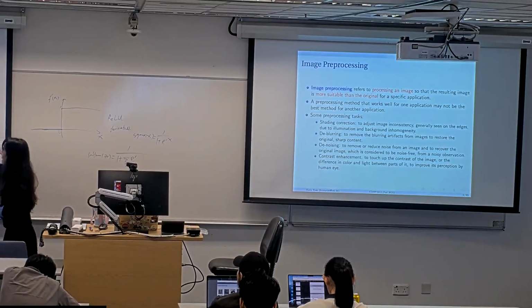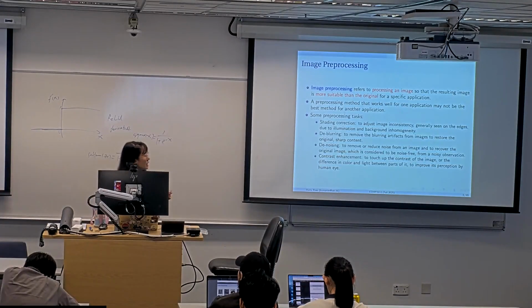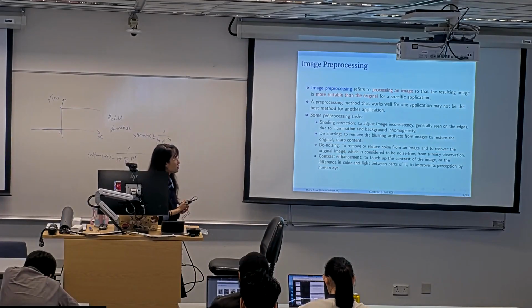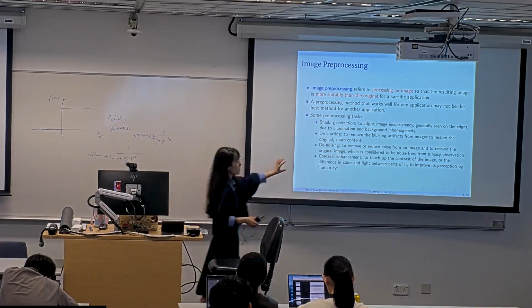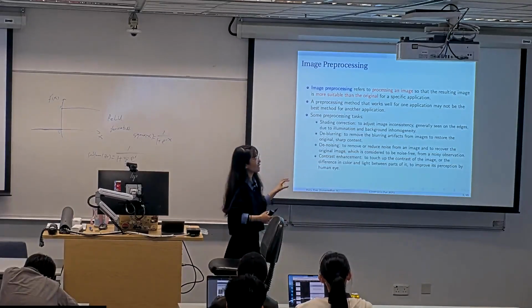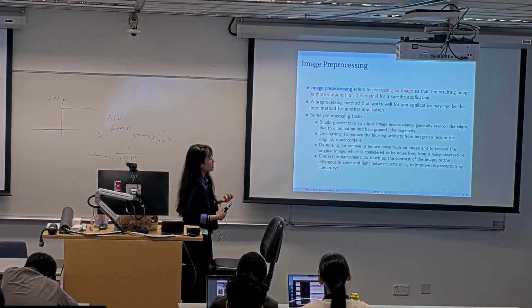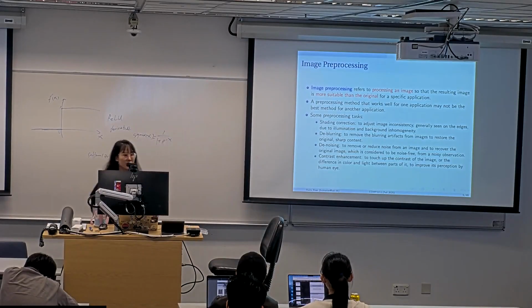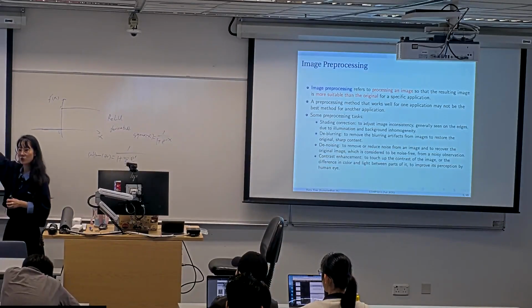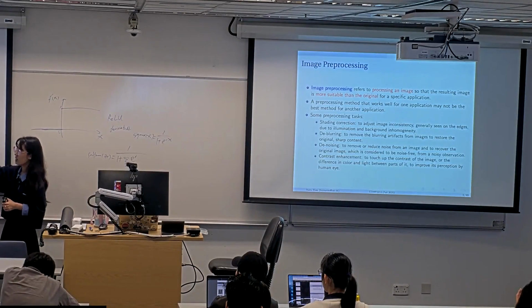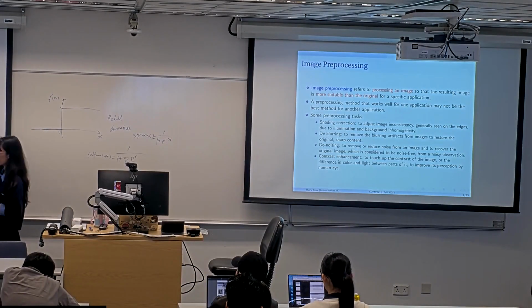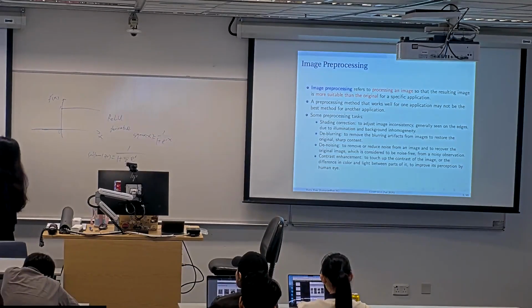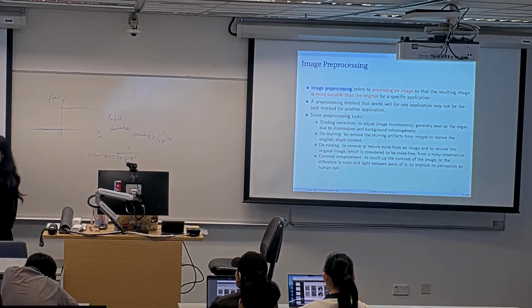And for contrast enhancement, it is to touch up the contrast of the image. You can consider contrast as the difference in color and light between parts of the image, so that you can improve the image perception by the human eye. As you can see, the original image is not so clear to distinguish for our human eyes. Even though it might be good for some machines, it is not good for human eyes. And after this contrast enhancement, it is relatively clearer to see, right? So that our human eyes can capture the information from the resulting image.